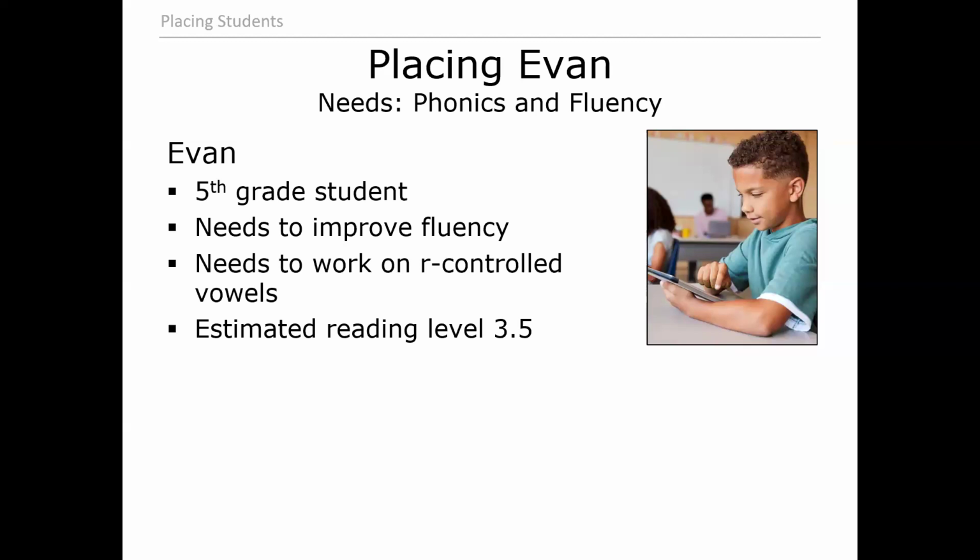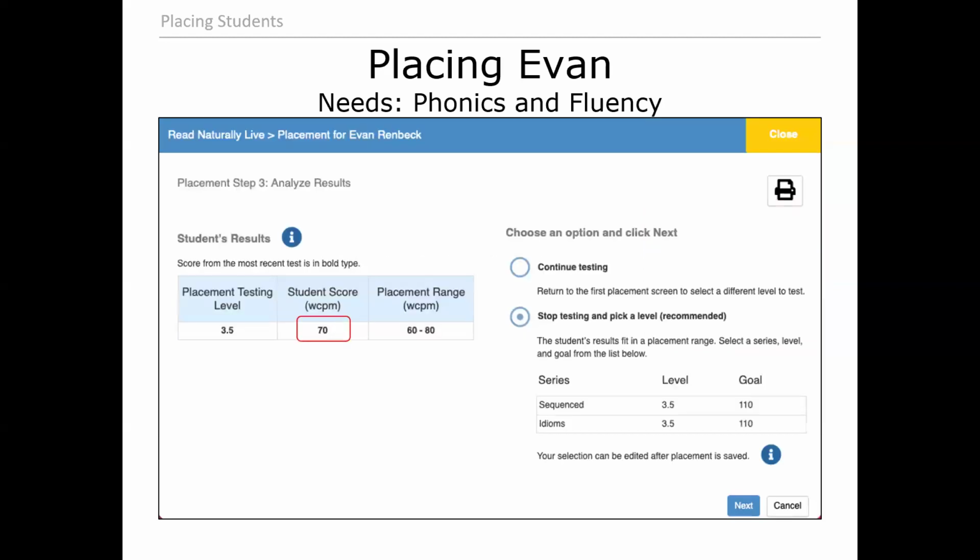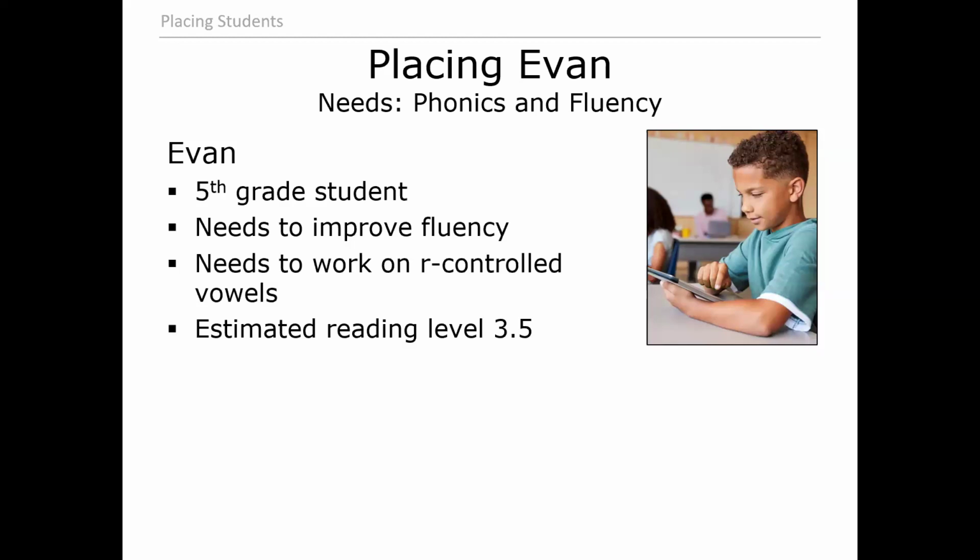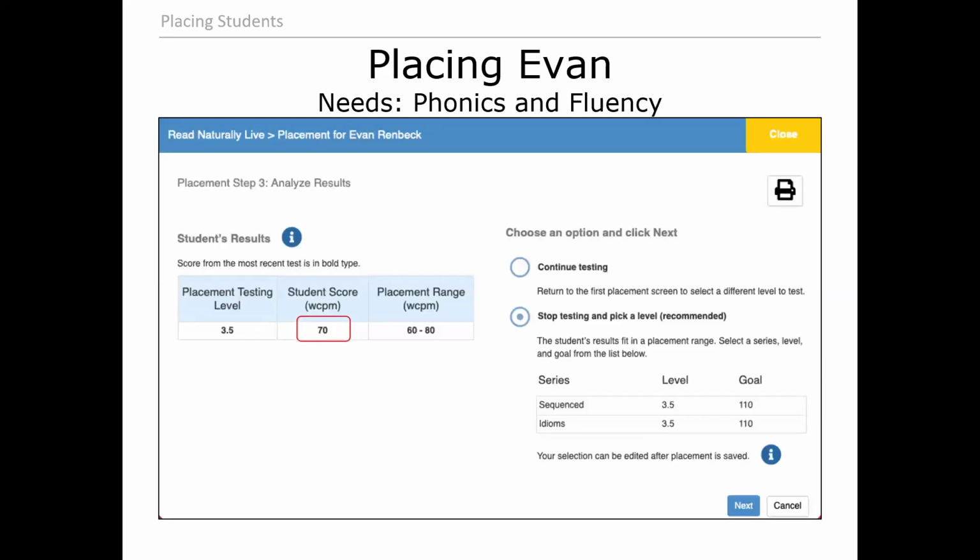So with this example, Evan's a fifth grader. I think he's reading at about a mid-third grade level. So I'm just going to give him that level in placement. And turns out he fit right within it. So even though he has a phonics issue that's taught in the phonics series, I'm not going to hold him back to address that. I want him to work as high a level as he can for vocabulary and fluency and comprehension. So I am going to put him in 3.5.